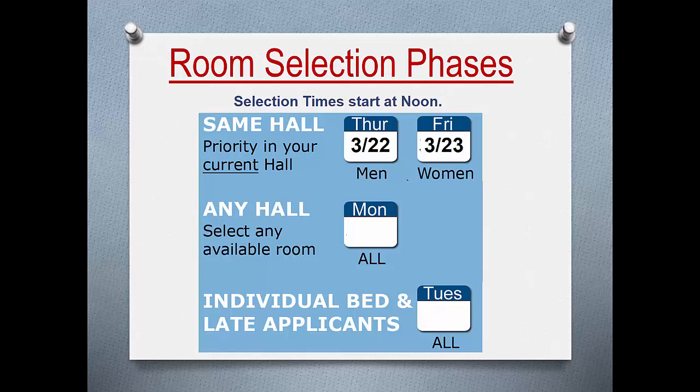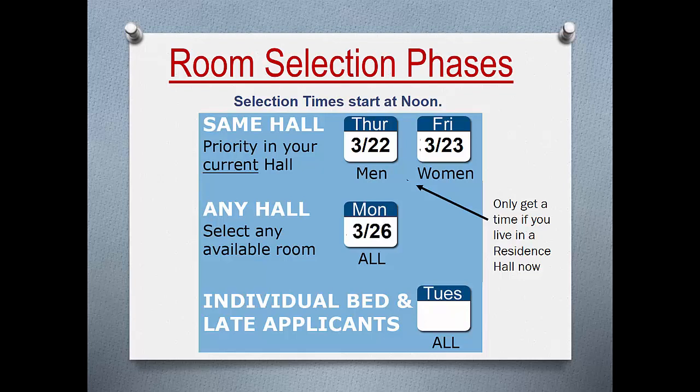Both start at noon. Again, you'll only get a selection time if you live in one of the residence halls right now. Off-campus residents will not get a selection time, but if your roommate matched with someone who currently lives in a residence hall, your roommate can select a room for both of you. Any hall selection is for students that want to live somewhere different next year.